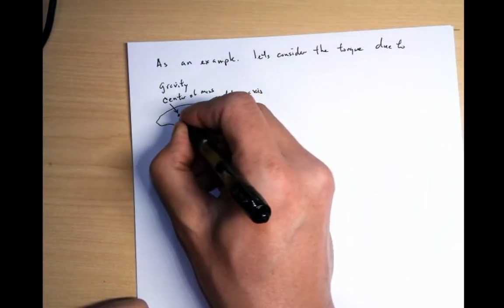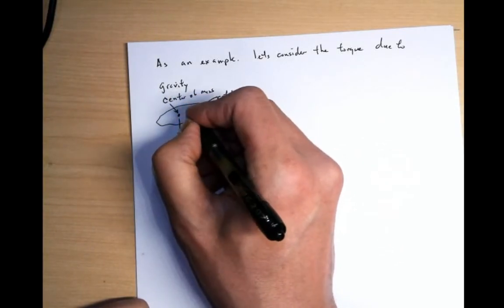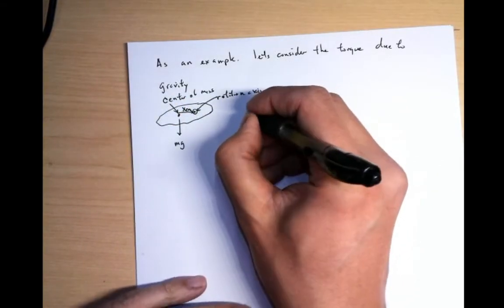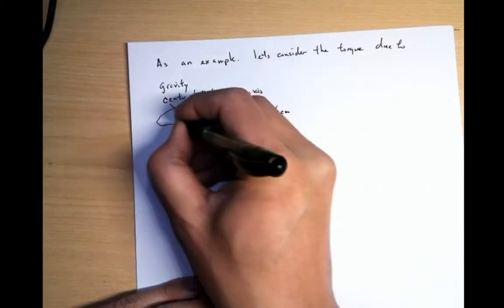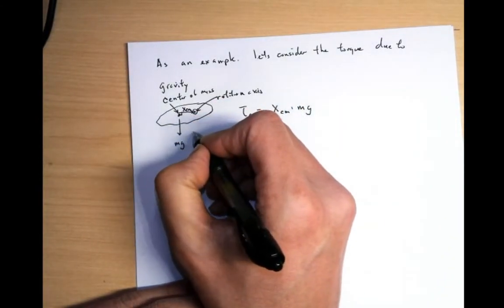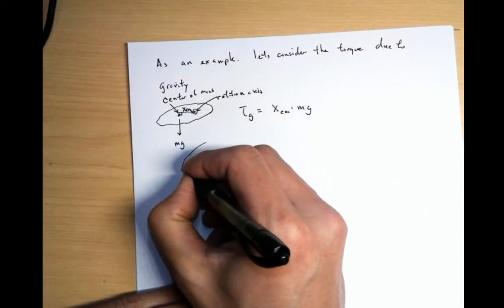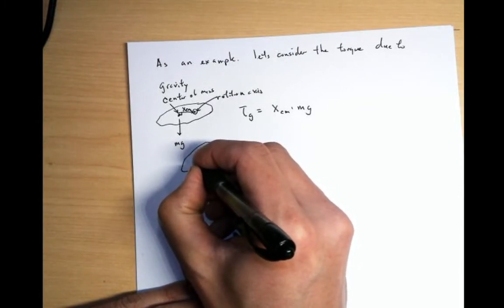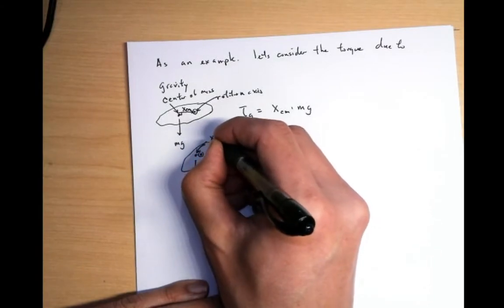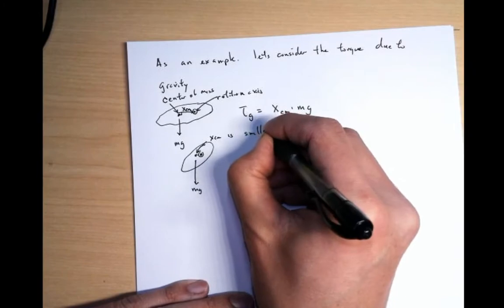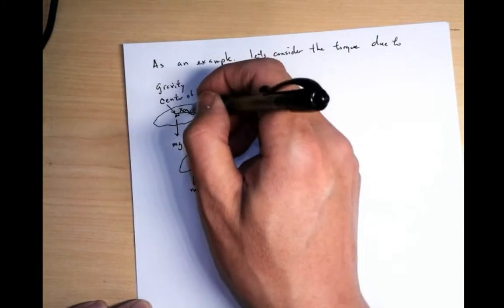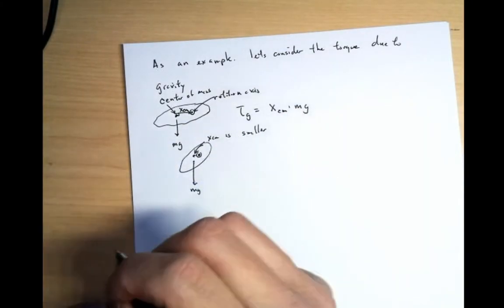What's going to happen is that this will feel a force here, and you can compute what that force is. This distance here is x center of mass. So the tau due to gravity is just going to be x center of mass times m times g, which forms a right triangle. As this thing swings downward, the x center of mass, which is the moment arm, becomes smaller. If it swings perfectly vertically, there's no torque on this object. This is something you know: an object hanging straight down is not going to swing anymore. It's not going to try to rotate.